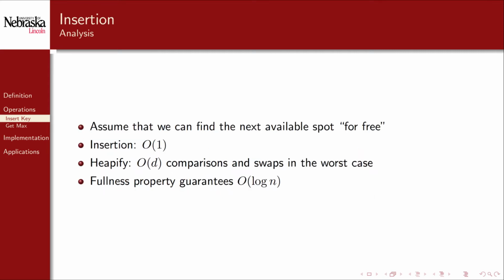The analysis is pretty straightforward. First, we'll assume that we have free access to the next available spot in the heap. We'll revisit this assumption in detail later on, but for now we'll treat it as a constant operation. The heapification process can, in the worst case, be proportional to the depth of the heap. However, the fullness property guarantees that this will be logarithmic with respect to the number of keys. This analysis is the same whether you consider key comparisons or swaps to be your elementary operation.